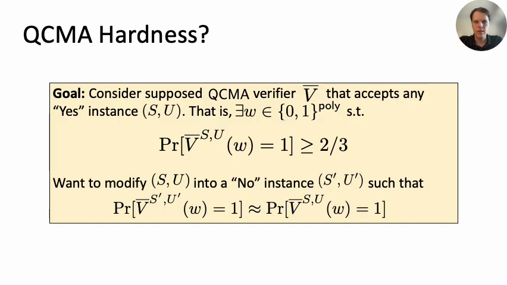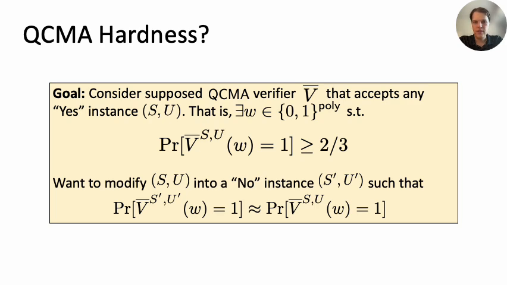The much harder question is to prove QCMA hardness. And here's going to be our approach. Our goal is to consider a supposed QCMA verifier, V bar, that accepts any yes instance SU. And what this means is that for any oracles S and U, there exists a classical witness of polynomial size W, such that the verifier accepts W with probability at least 2/3. Now what we want to do is modify S and U into a no instance S prime U prime, such that it fools this verifier.